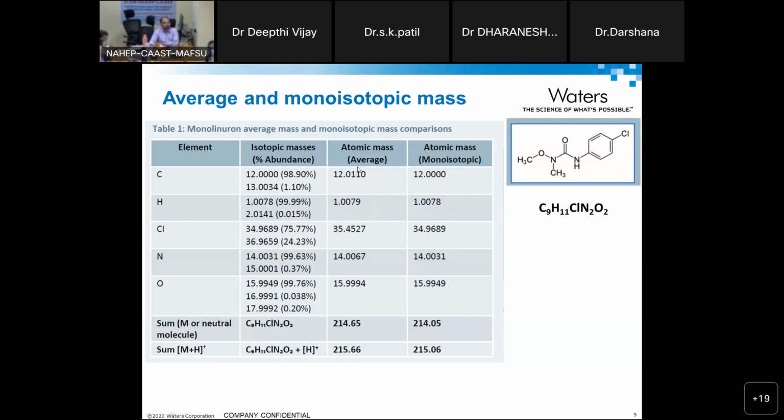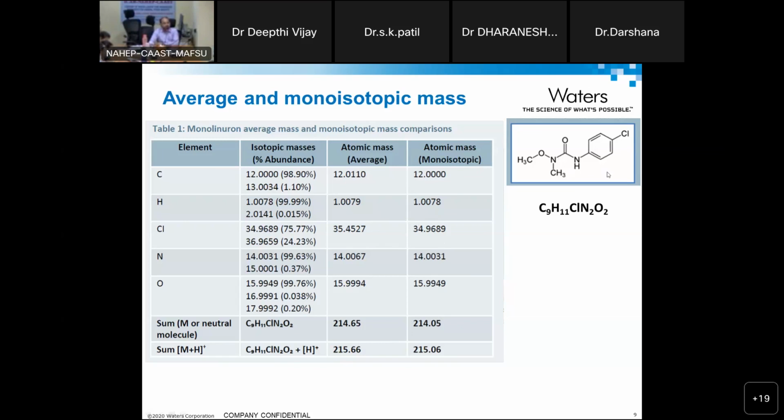So the value you would get for the average atomic mass of chlorine would be 35.4, whereas for the monoisotopic mass, as I have told you, you have to consider the most abundant isotope of that element. So 34.9, as it is highly abundant, you have to consider for the monoisotopic mass. One thing you have to remember is that while calculating the masses, especially when you work on the mass spectrometer, you have to consider the monoisotopic masses.